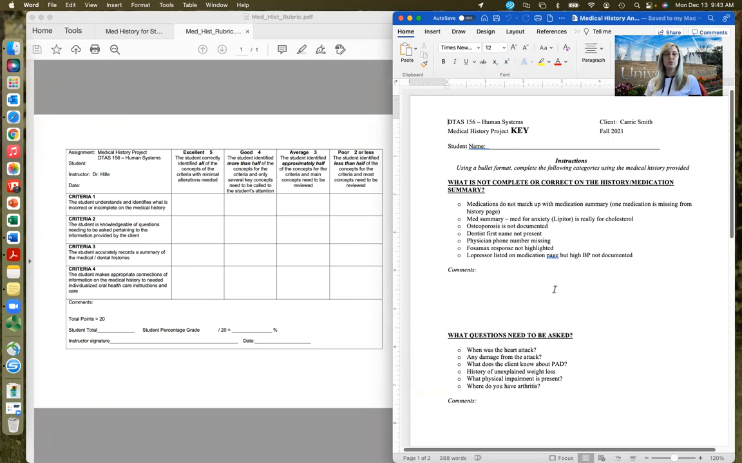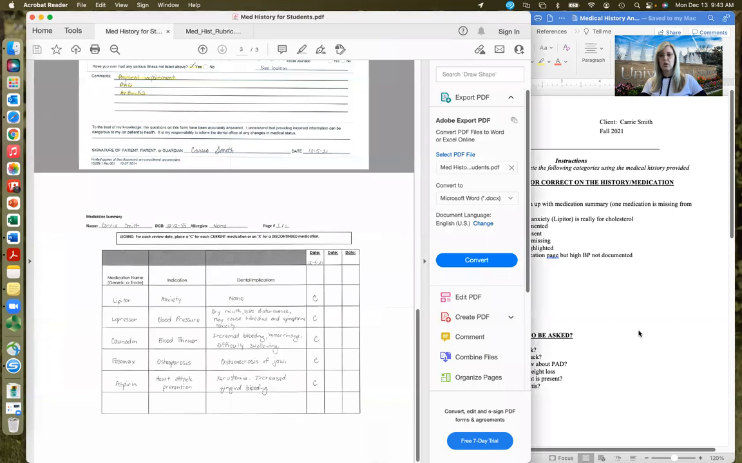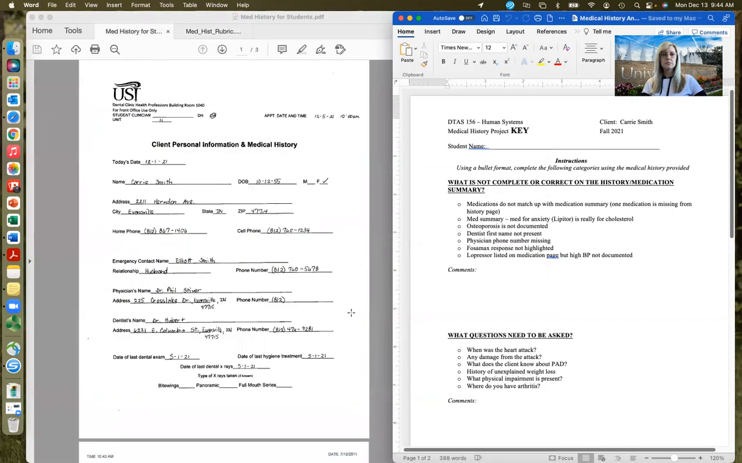So I do need you to right click and open up your answer key that I have provided for you in your grade details so that you can see the actual comments that I made to you based on your individual answers. Okay. And then that is how your grade was determined. So let's go through the actual key. Let's go through the actual med history so that you can see why the answers are what they are. Okay. So I gave you this med history and I asked you what's not complete or what's not correct on the history or the medication summary.